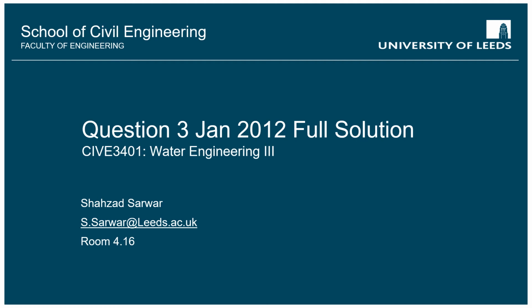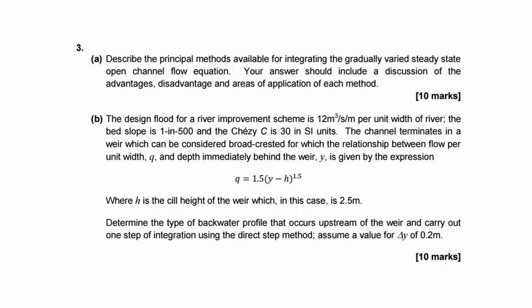So in this video I'm going to go through question 3 from the January 2012 exam paper. Question 3 has two parts. Part A is asking you to describe the principal methods available for integrating the gradually varied flow equation, and then it says discuss the advantages and disadvantages.